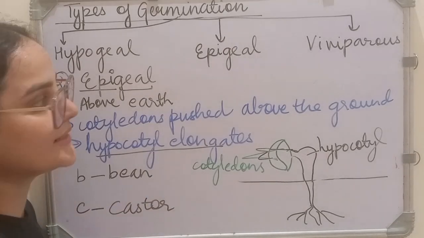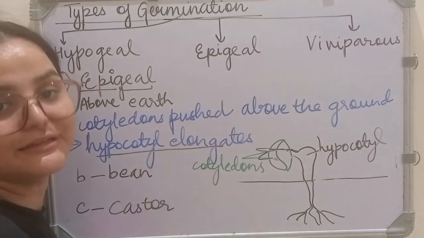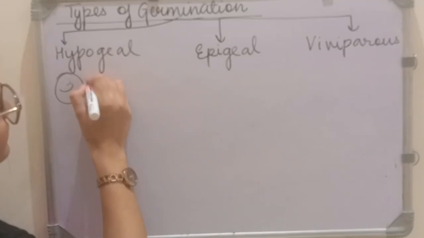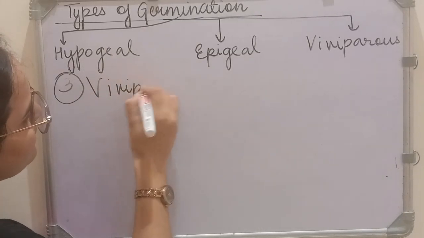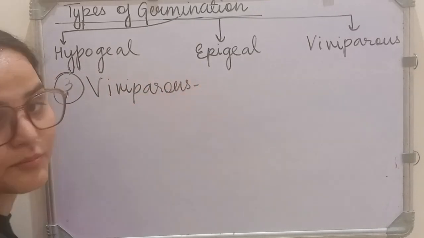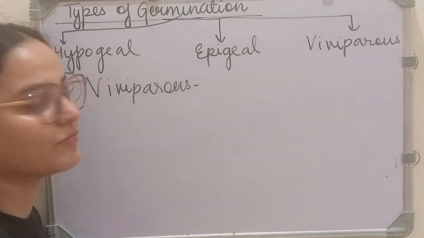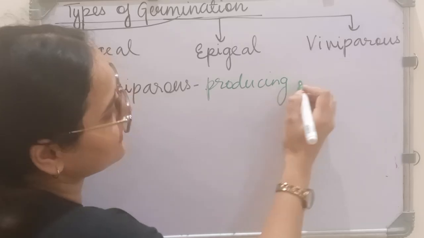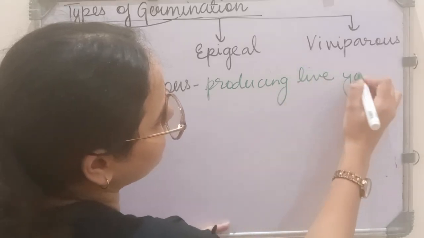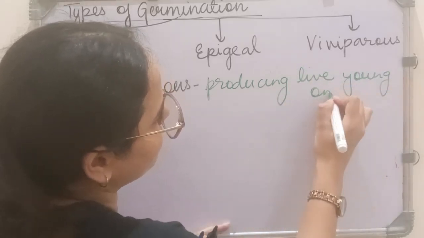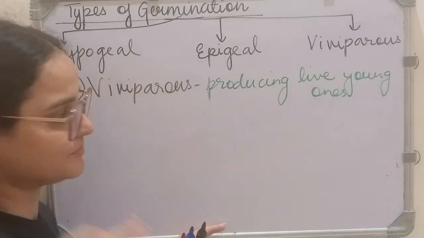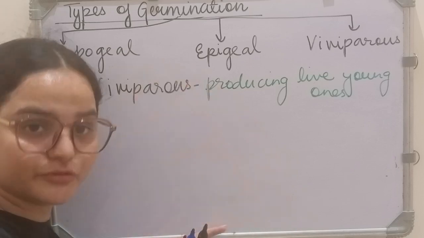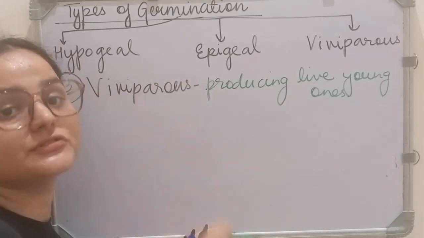Now let's study the last type of germination, which is viviparous. The word viviparous means producing live young ones. What happens in viviparous? The seed germinates inside the fruit which is still attached to the parent plant.